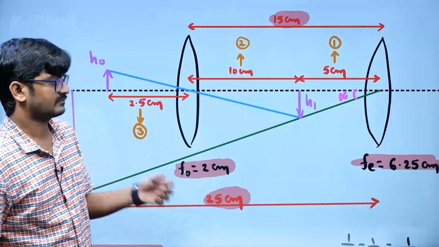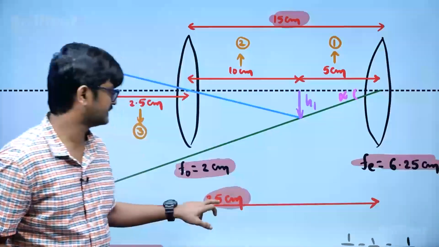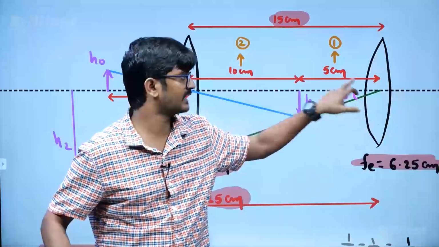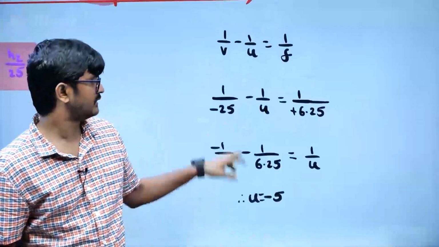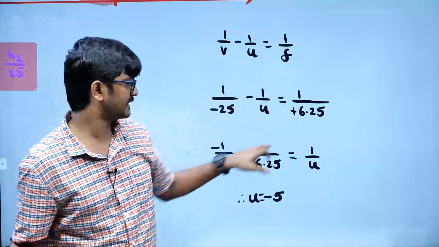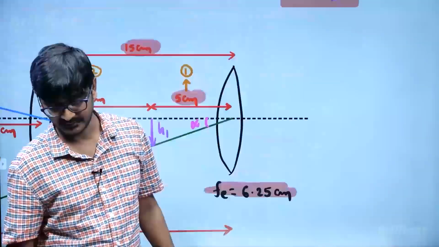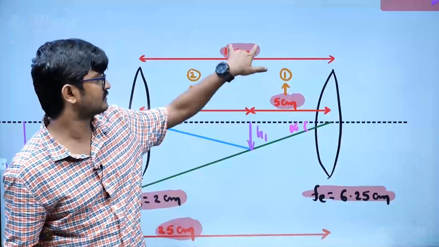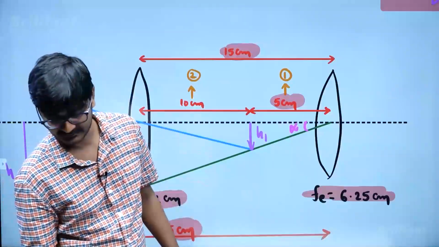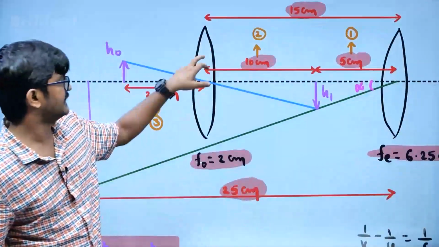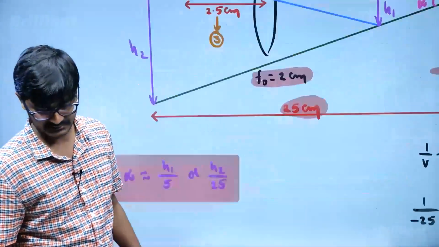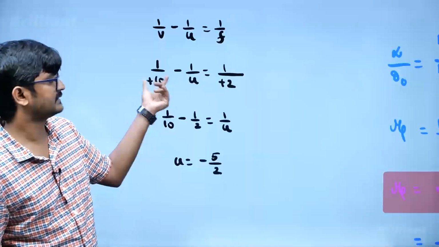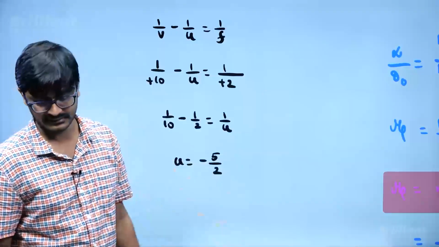Now I know this focal length and I know this image distance, so I can use the lens formula and find this object distance. Now if I know this is 5, and I know the total is 15, then this is going to be 10. Now for this lens, you know the image distance and you know the focal length, so you can get the object distance using the lens formula.